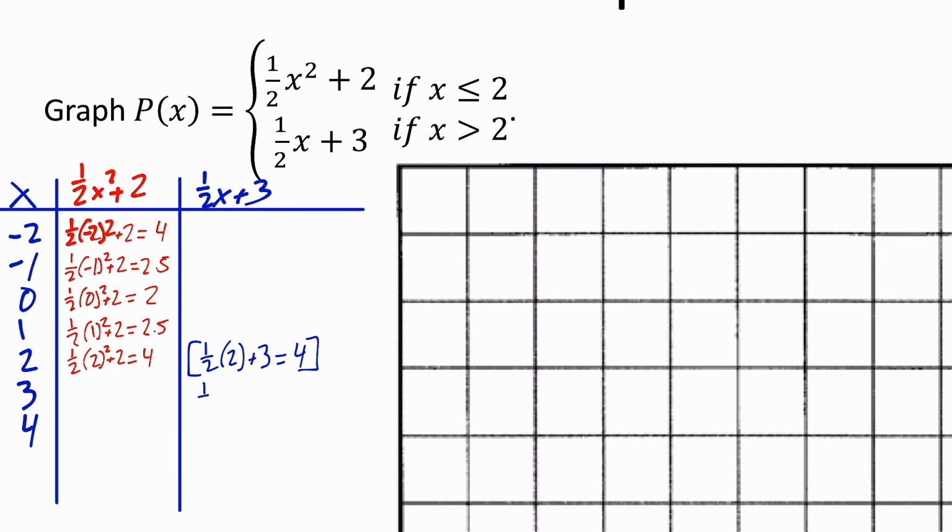Plugging in 3, we're going to have 1/2 times 3 plus 3. Half of 3 is 1.5 plus 3 is 4.5. And then we're going to do half of 4 plus 3. Half of 4 is 2 plus 3 is 5.